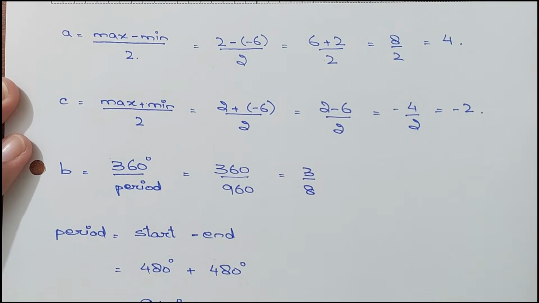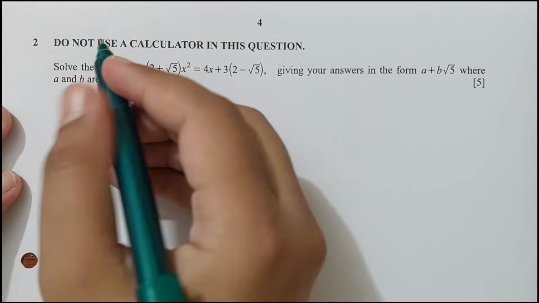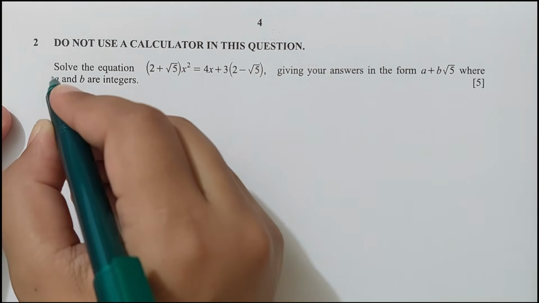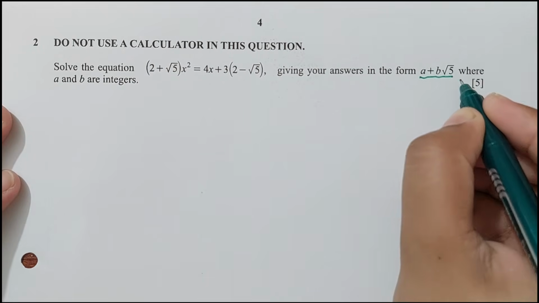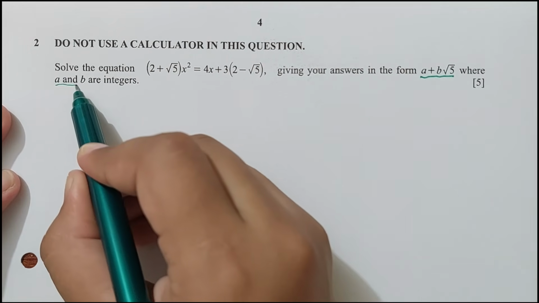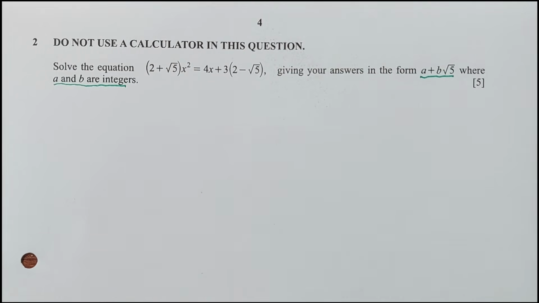Now let me rewrite the equation, which is y equals a cos bx plus c. Question number 2: do not use a calculator in this question. Solve the equation giving your answer in the form a plus b square root of 5, where a and b are integers. Okay, so let me rearrange the equation first.